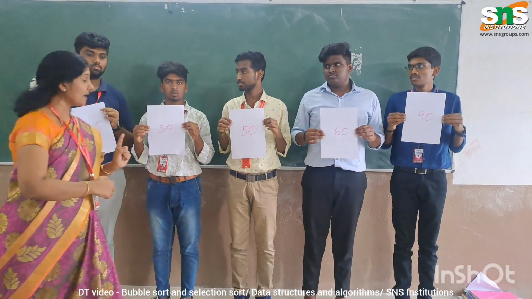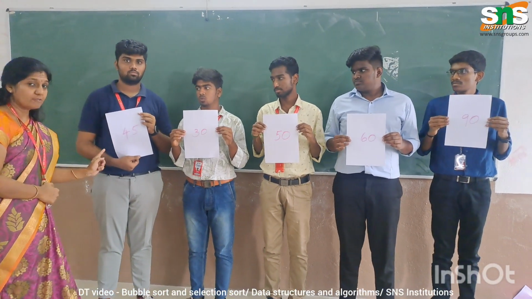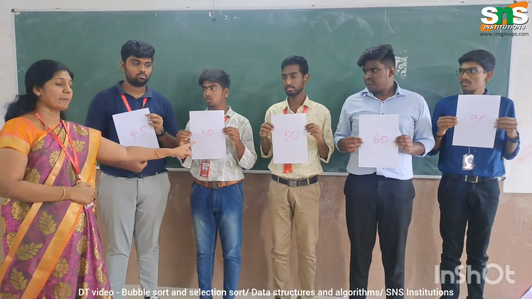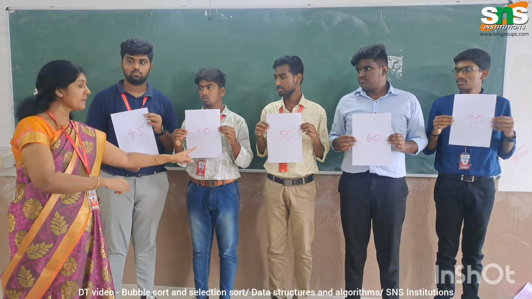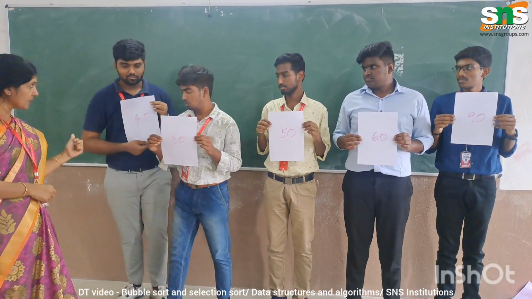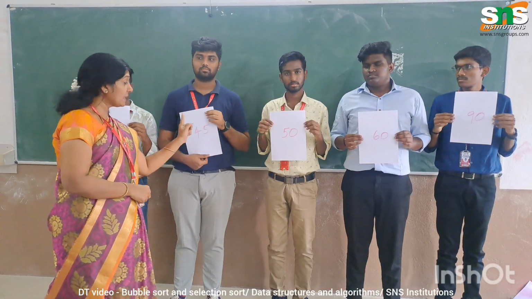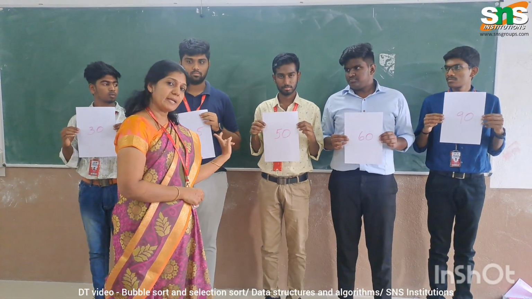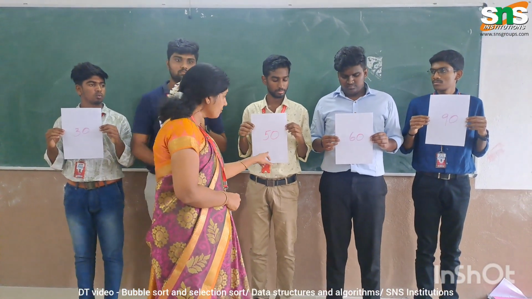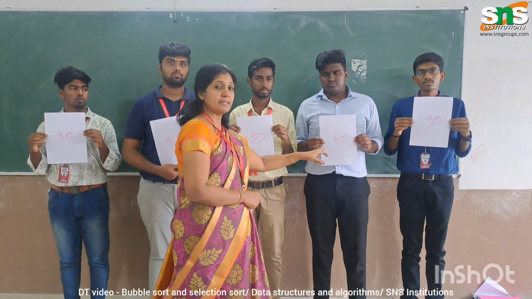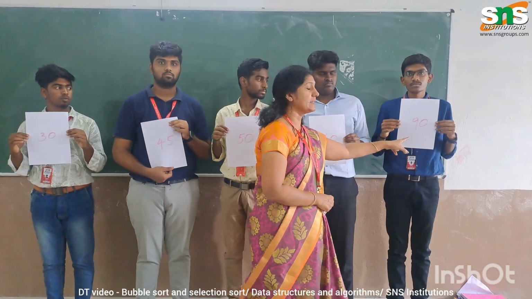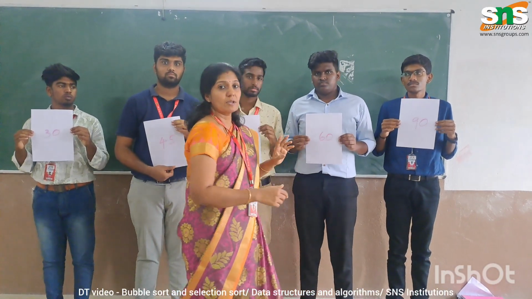Then our second iteration begins from the first element. Again 45 is compared with 30. It is not in order, so we have to swap it: 30 comes here, 45 goes there. Then 45 is compared with 50. It is in order, no issue. 50 is compared with 60. It is in order. And 60 is compared with 90. It is in order.